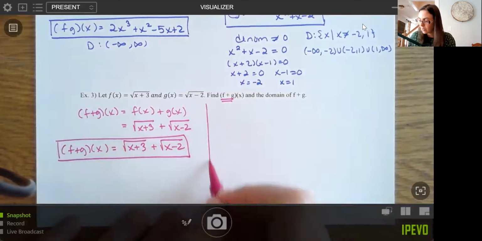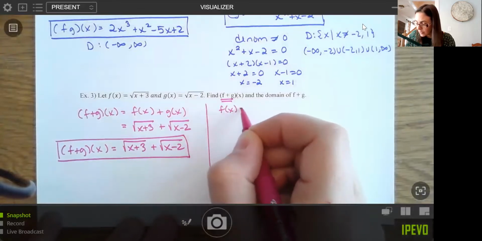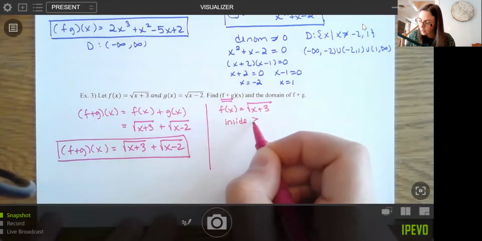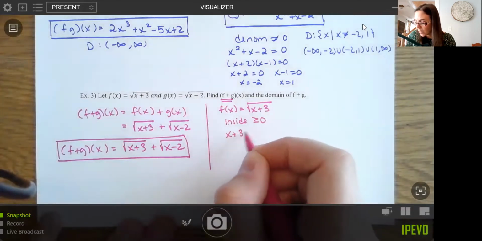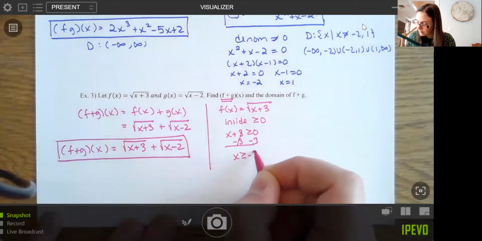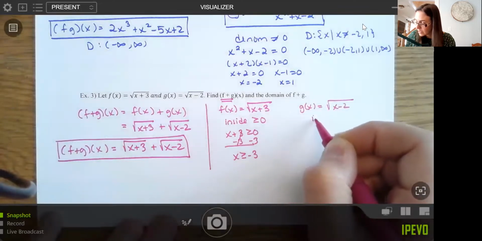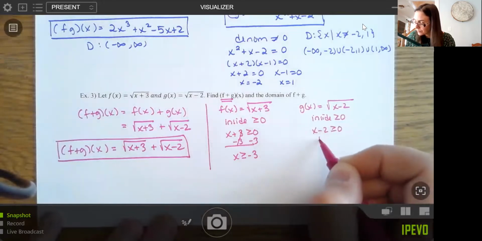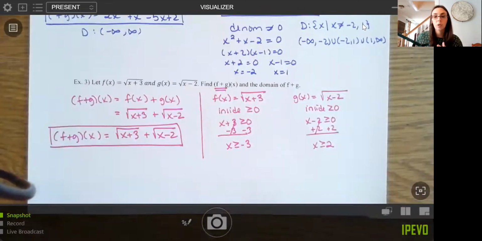For our domain here, you want to consider the domain of each of them separately. So if I think of f of x first in my domain, I need to make sure that the inside of the root is greater than or equal to 0, right? I don't want negatives and I don't want imaginary numbers. So I do x plus 3 is greater than or equal to 0. So I have x is greater than or equal to -3. And then for g of x, I have the same kind of restriction, right? I need to make sure the inside is at least 0. So x minus 2 is greater than or equal to 0, and I get x is greater than or equal to 2.